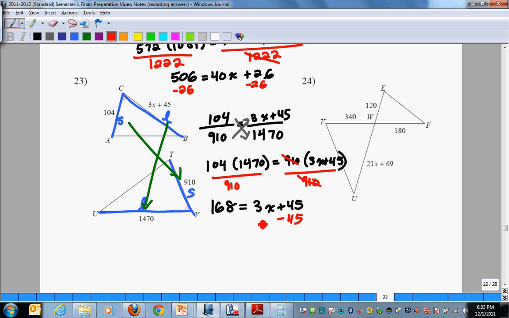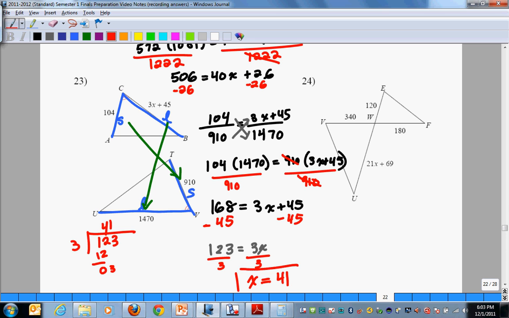Minus 45. And our next, this is going to be 123 equals 3x. Divide by 3. And so 123 divided by 3, this goes in there 4 times, 12, 41. So x here equals 41.